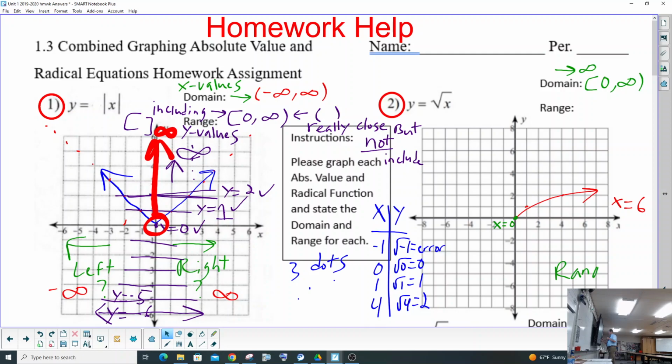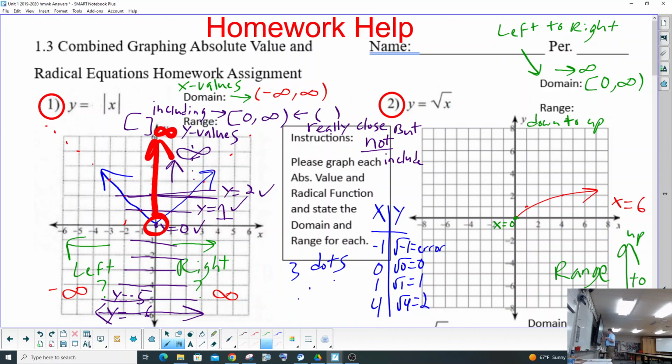So domain is left to right, and range is down to up. It's really important to know that, actually. Range is down to up. So that means we're going to see if there is an x value everywhere there's a y value. Okay? Here we go.